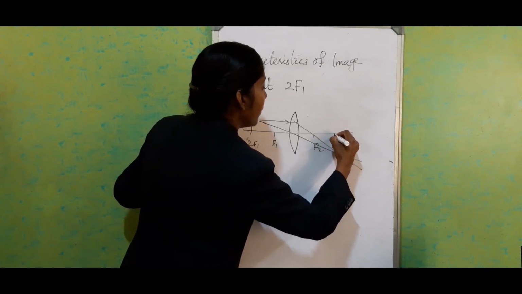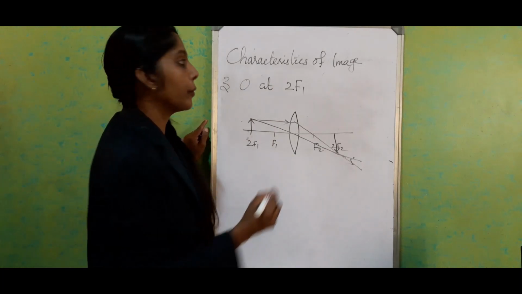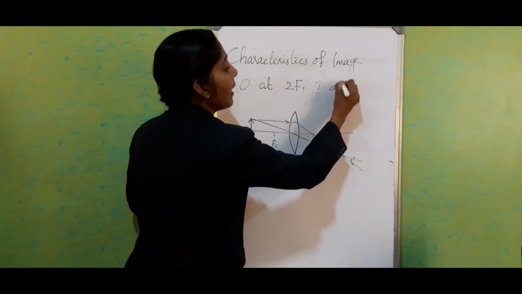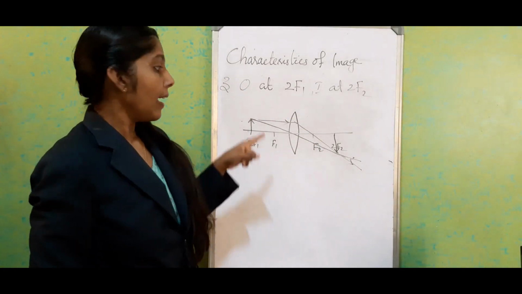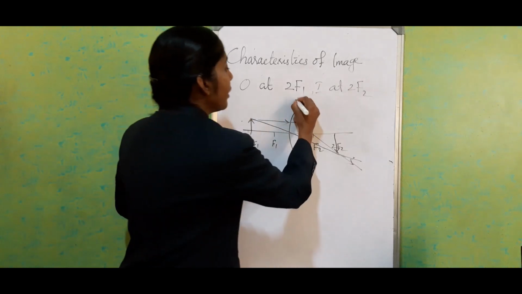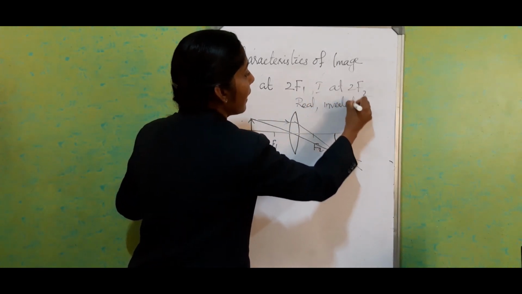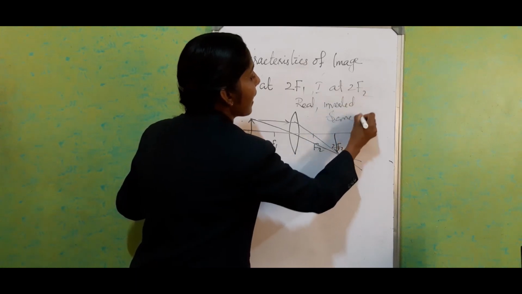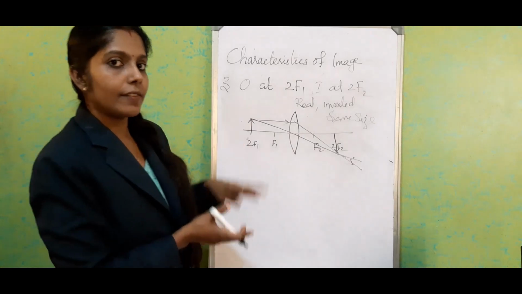Okay, so we will get the image at 2f2. Object is at 2f1 and we'll get the image at 2f2, real in nature, inverted and same size. The size is same, or the size will be equal.